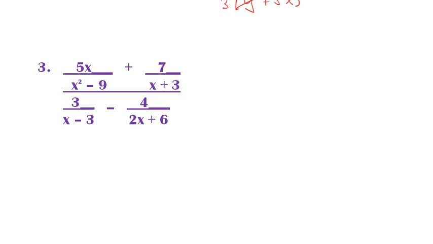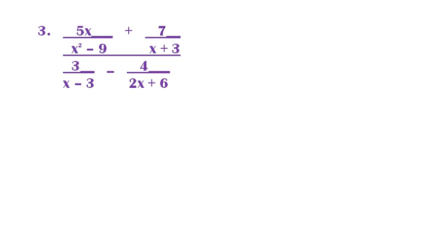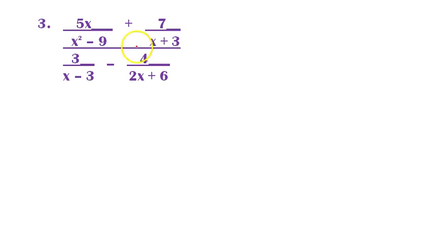In example 3, we're going to have to do a little more work first. If you notice, you have this x plus 3 and x minus 3 that are nice, but the 2x plus 6 and the x squared minus 9 can be factored, and you want to factor if you can. That helps be able to determine your common denominator.